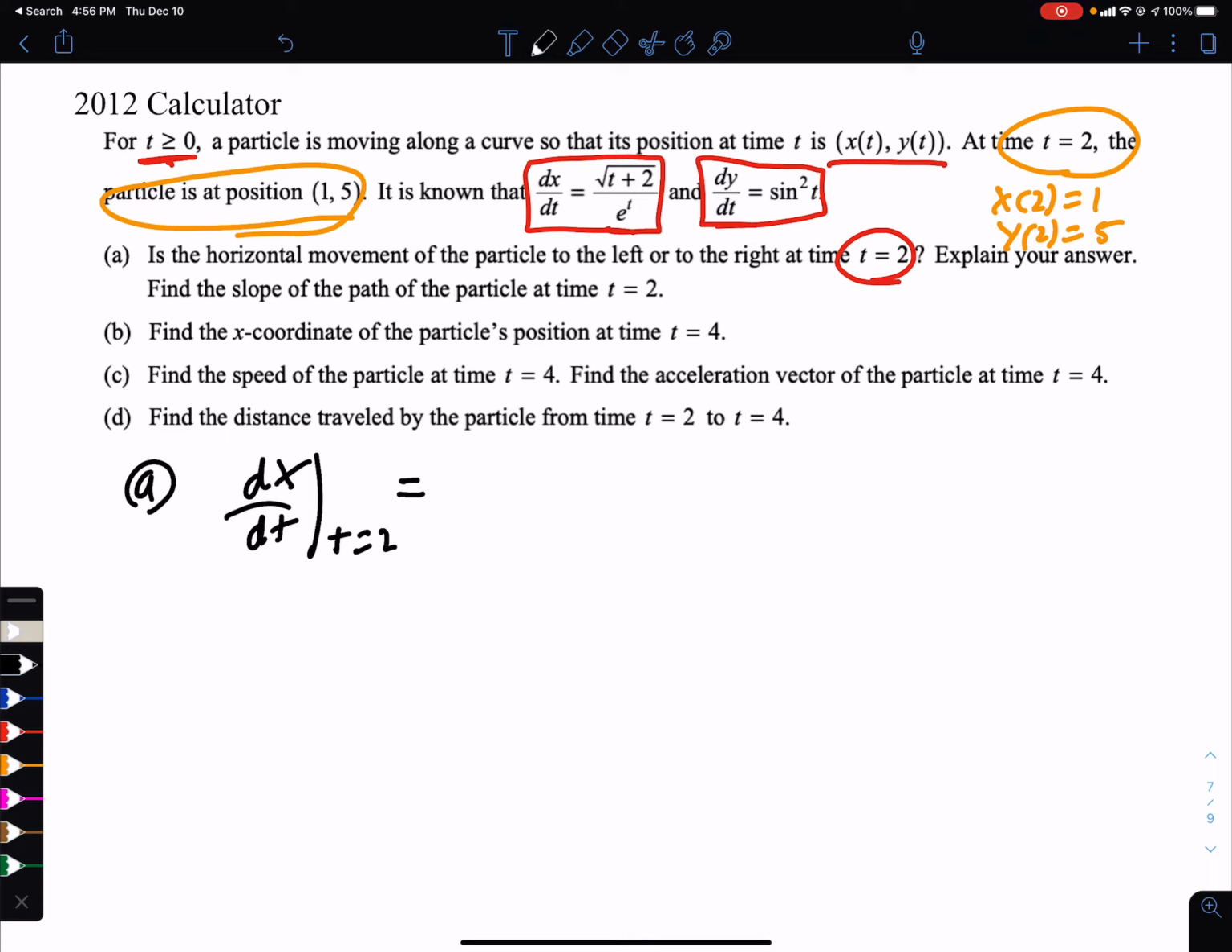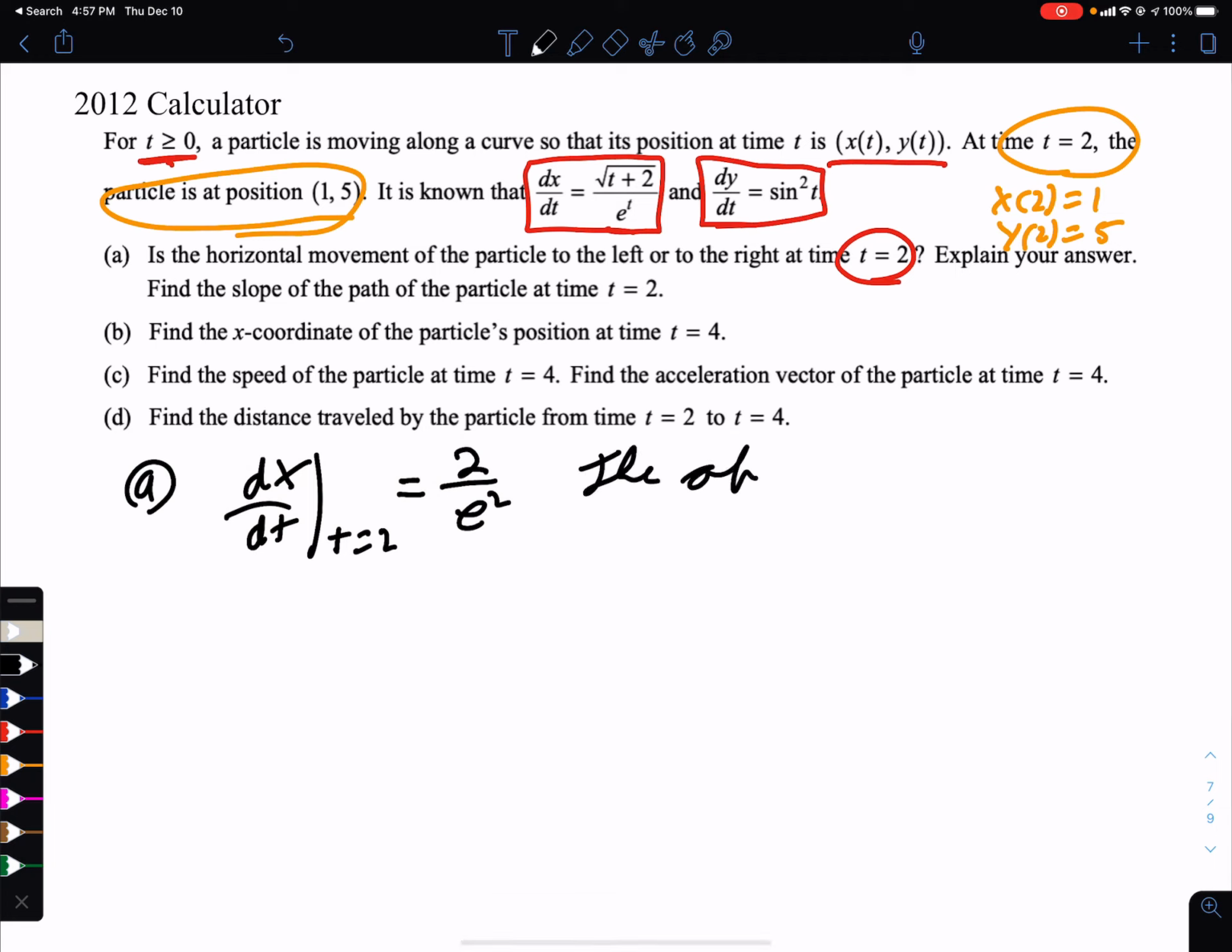And so plug that in. And this, by the way, is a calculator problem. So you just plug this into your calculator, but we don't need a calculator. This is easy. 2 plus 2 is 4. Square root of 4 is 2. So that's going to be 2 over e squared. That is a positive number. So the object's moving to the right. We need to state that.